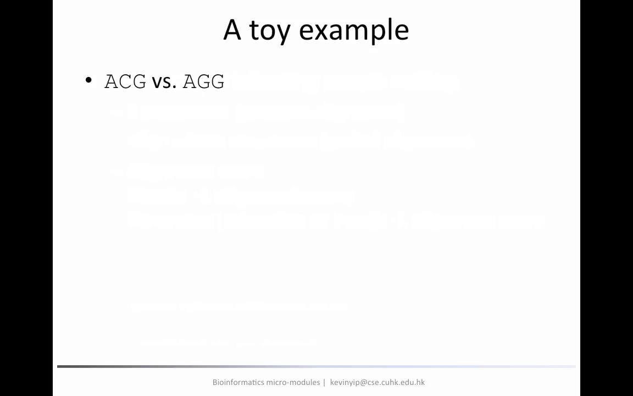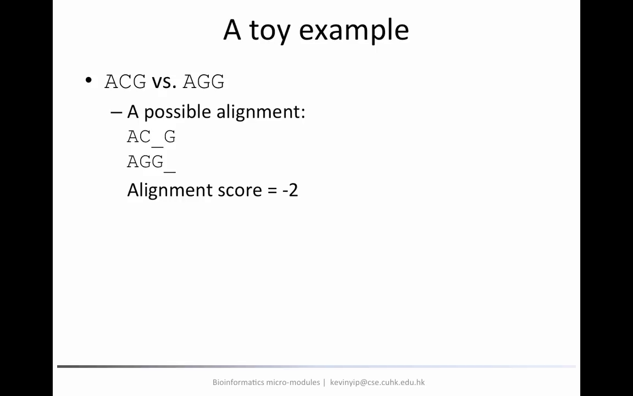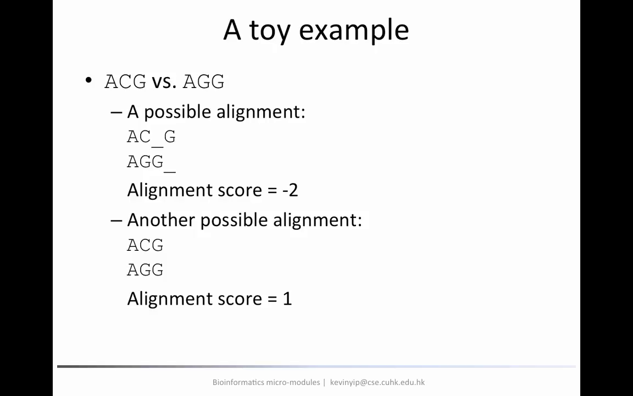So if you have two sequences, ACG and AGG, let's consider two different alignments. The first one is to insert a gap between C and G in the first sequence and after the second G in the second one. So here we have one match, one mismatch, and two indels. So the alignment score will be 1 minus 3, that is minus 2. Another possible alignment is not to insert any gaps, because the two sequences already have the same length. In this case, the alignment score will be 1, because there are two matches and one mismatch.